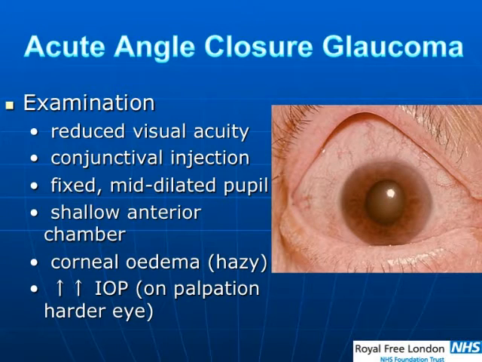Sorry, I want to go forward. Yes. So what we do is, we can check the visual acuity, the sight will be reduced, your eye will be red, you often have a fixed mid-dilated pupil, the eye is quite shallow, and you have a hazy cornea, and the eyeball will feel very, very hard. It's rock hard on that side. And that's a picture, a mid-sized dilated pupil.